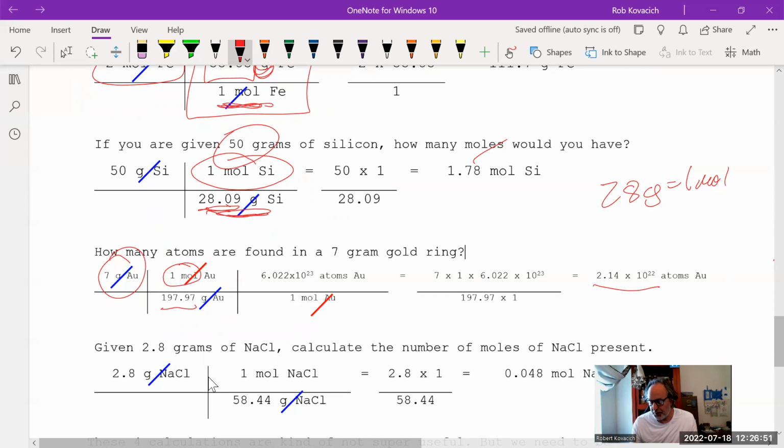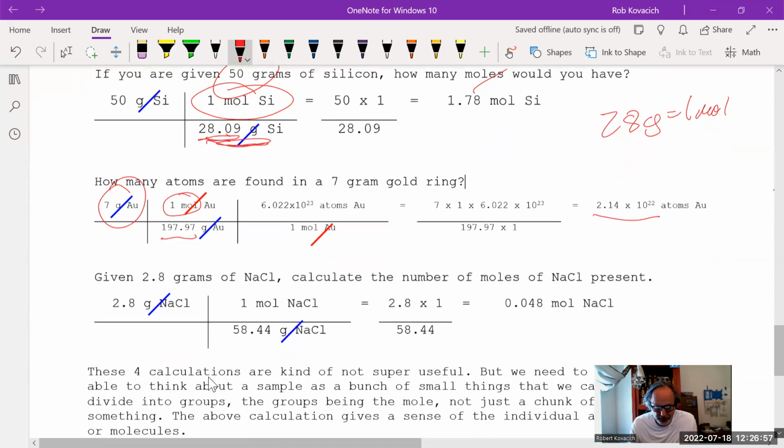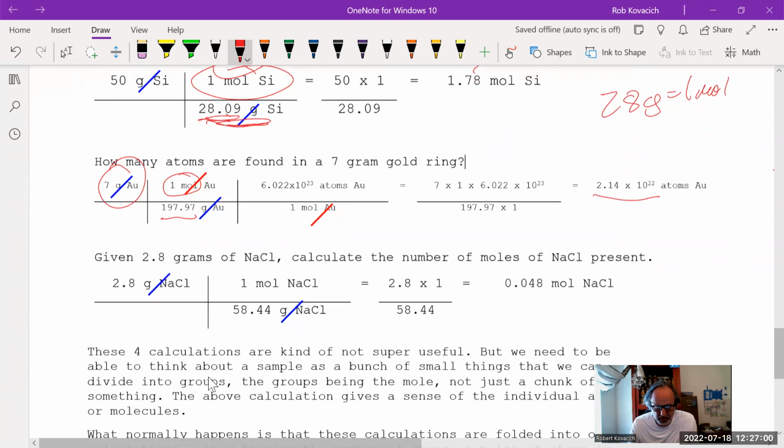Again, not super useful, but kind of interesting to realize you have that many atoms in a particular ring. All right, so again, what if we're talking about molecules? Okay, so this is 2.8 grams of table salt. I want to turn that into a number of moles of table salt. This number is nowhere on the table. So where did this number come from?